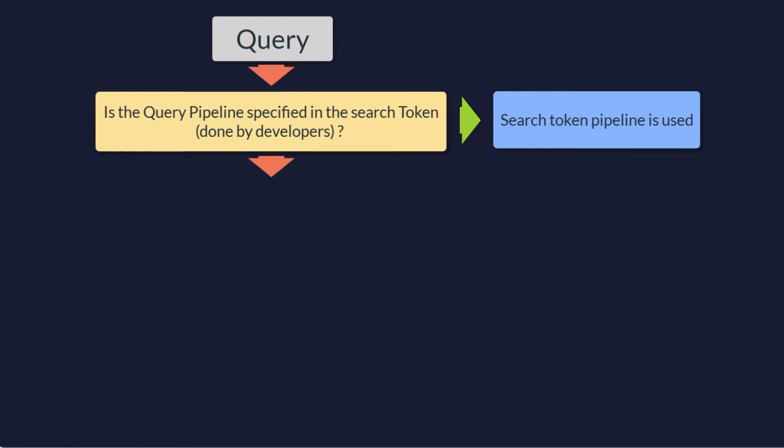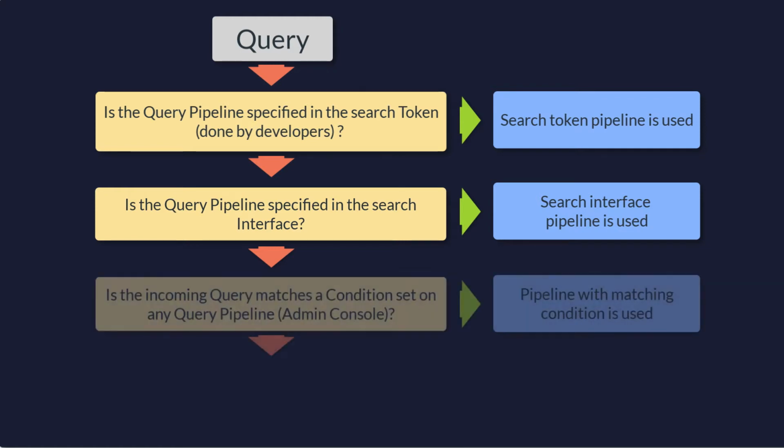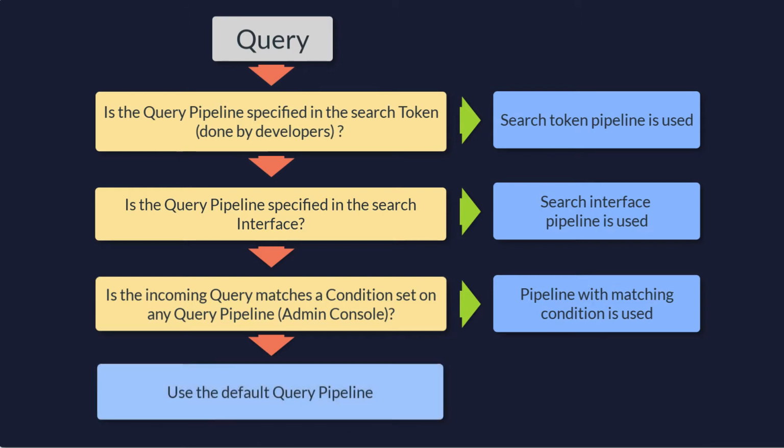If the pipeline is not specified in the search token, then the platform will validate: is the query pipeline specified in the search interface? And this is what we will leverage in this current scenario. If the query pipeline is not specified in the search interface, the platform will validate: does the incoming query match a condition set on any query pipelines? This can be easily validated in the query pipeline section of the Coveo V2 Admin Cloud console. And finally, if none of the elements above matches, then the query will be redirected to the default query pipeline, which is what you have set to be the default pipeline in your admin console.